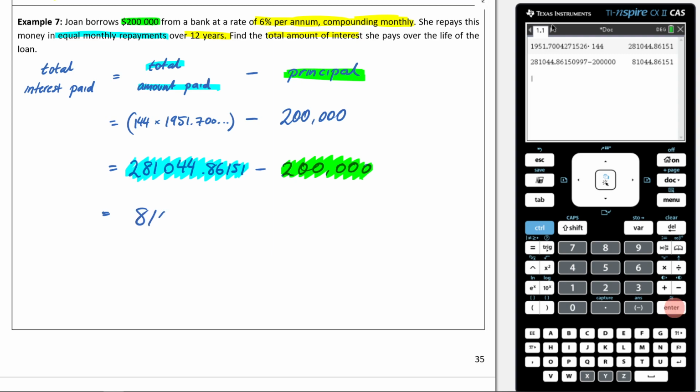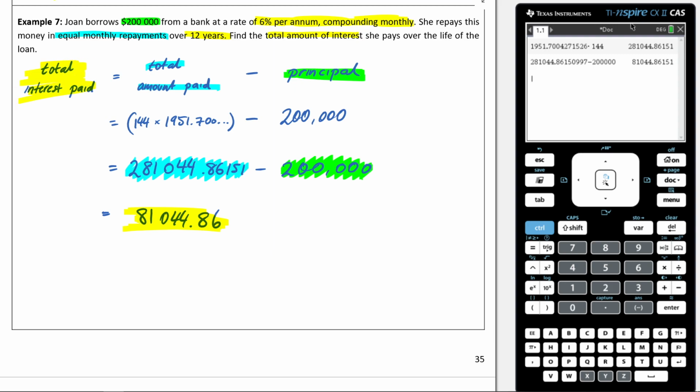Sorry, I can't read. Have I left out a zero here? No, sorry, not 810. 81,000, sorry. I was looking at it and thought I saw an extra zero. 81,000, so $81,044.86. That's your answer. There it is. That's how much you're going to end up paying in your total interest.